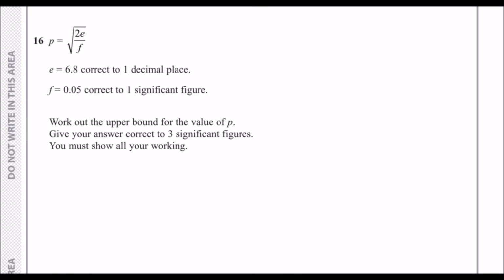Question 16. P equals the square root of 2e divided by f, and e is 6.8, correct to 1 decimal place. So we're going to have a bounds question. F is 0.05, correct to 1 significant figure. Work out the upper bound for P. Give your answer to 3 significant figures.